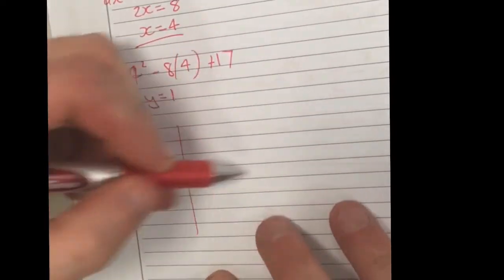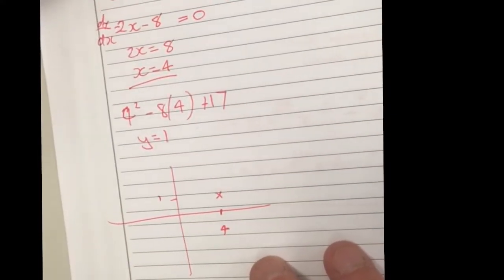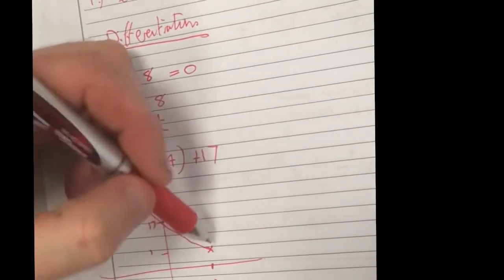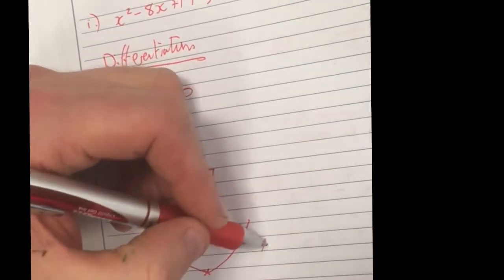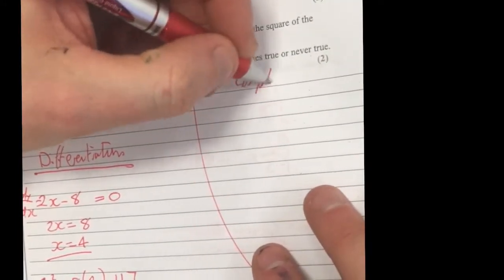So if we sketch this now, we know the minimum is at (4, 1). We know it's a positive quadratic with a 17 intercept. So we can sketch it, and we can say therefore it's always greater than 0. The other method we can do for this is to complete the square, which is a more algebraic way of doing it.